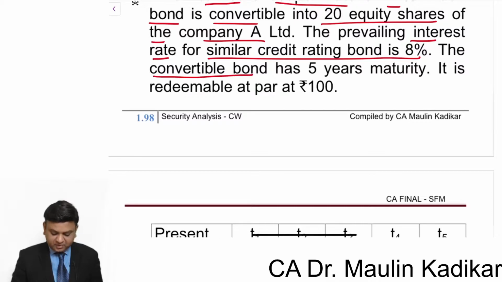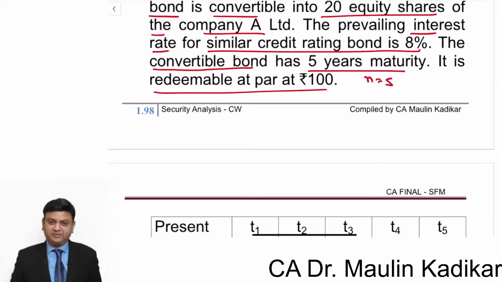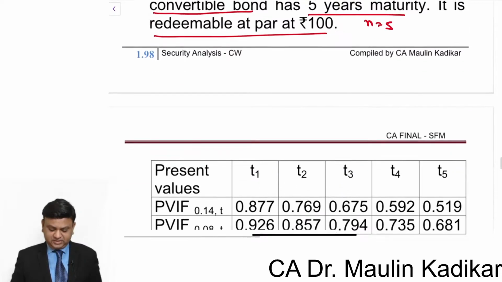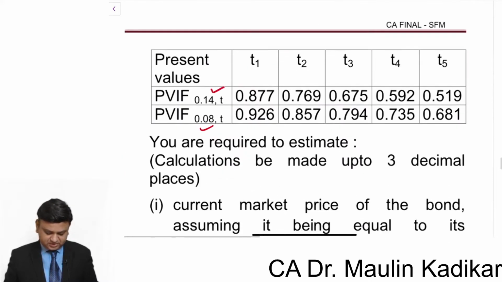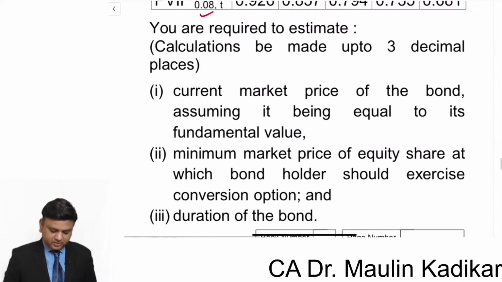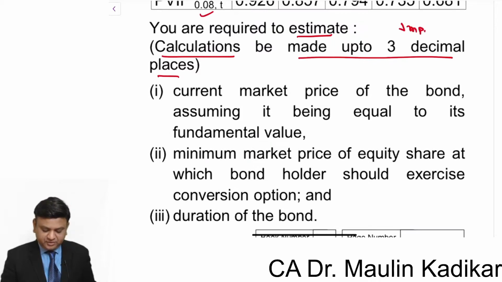The convertible bond has 5 years to maturity. It is redeemable at par value of 100 rupees. We have been provided with the 14% and 8% discounting factors. We are required to make calculations up to 3 decimal places. So this is important, friends, which you have to follow.